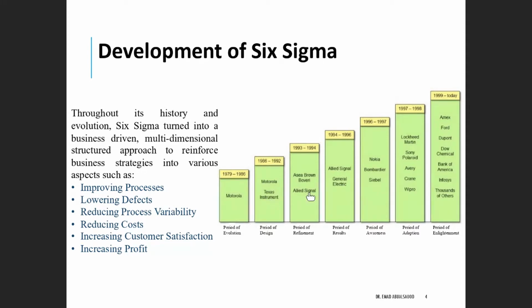Texas Instruments, Motorola again, Allied Signal. Most of them, or all of them, we can say, are American companies. General Electric, Nokia again, Lockheed Martin, a military equipment or military weapons company, Ford Automotive Company, Bank of America. You see here another new industry comes in the way, and thousands of other well-known companies adopted the Six Sigma. So the period of evolution, then the period of design, then the period of refinement, اللي هو يعني تنقيحها.